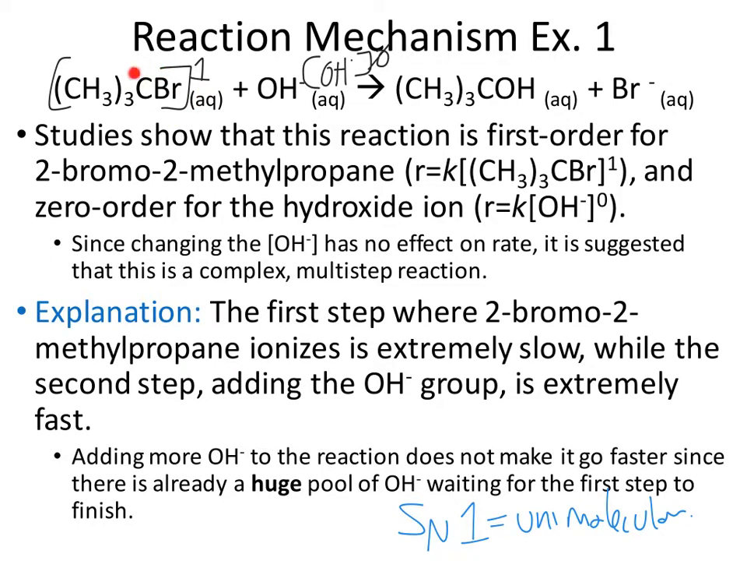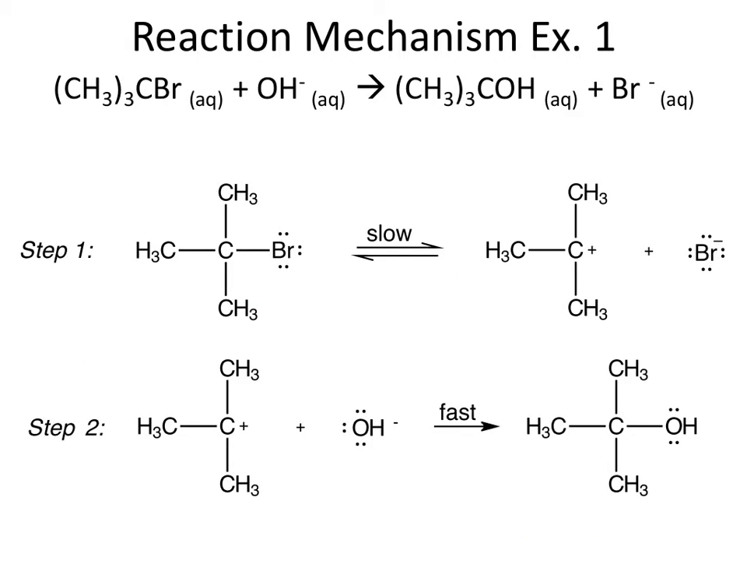But once it does, then this structure will quickly react with this to produce this product over here, and again bromine will be by itself. So once the bromine actually ionizes from the structure, creating this carbocation, it quickly reacts with the OH and produces our product over here. So this is what it really looks like.